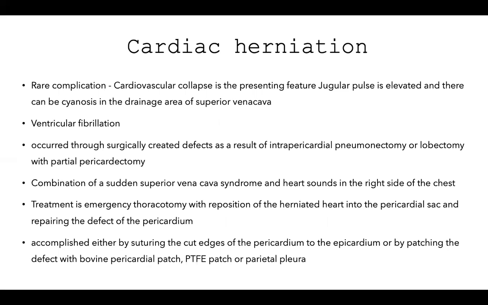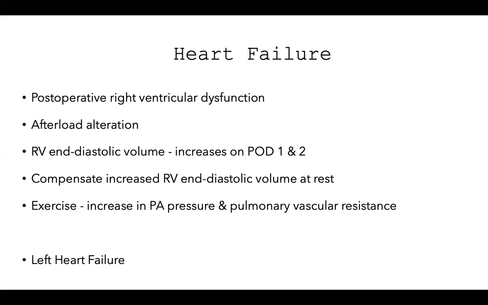So what usually happens? Usually a combination of sudden superior vena cava syndrome and the heart shifting to the right side of the chest. So treatment is emergency thoracotomy with repositioning of the herniated heart into the pericardial sac and repair of the pericardium. This is accomplished either by suturing the cut edge of the pericardium to the pericardium, or by patching the defect with a bovine pericardial patch, PTFE patch, or parietal pleura, so that there should not be any gap.